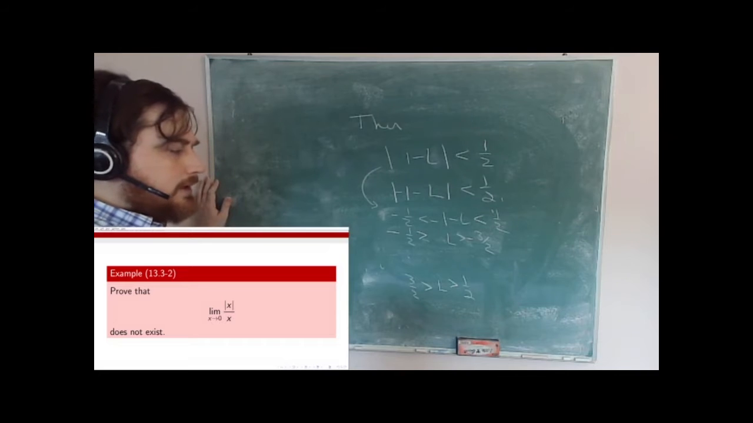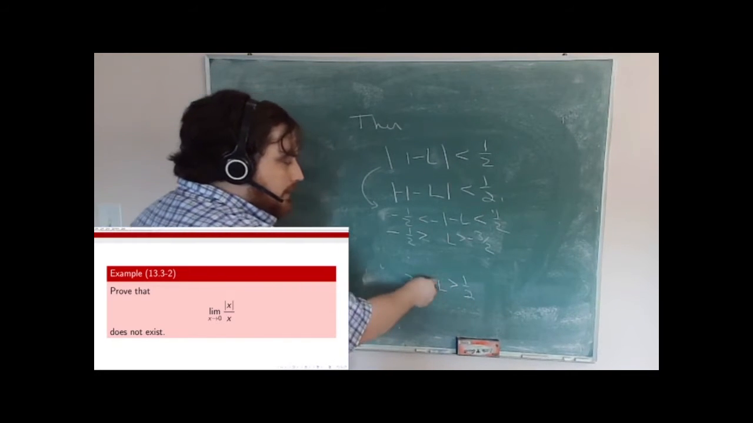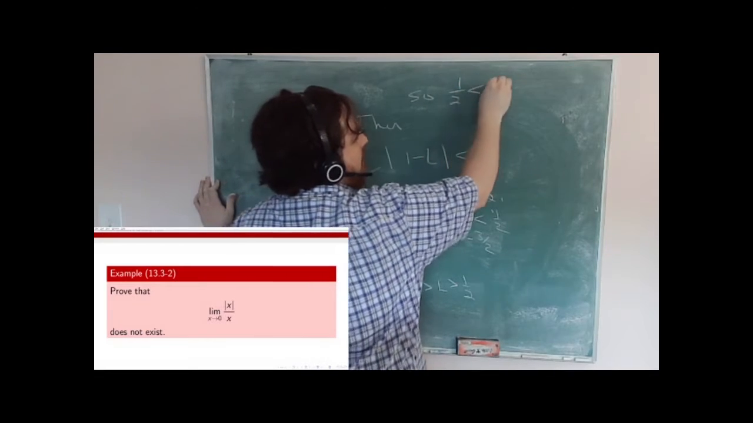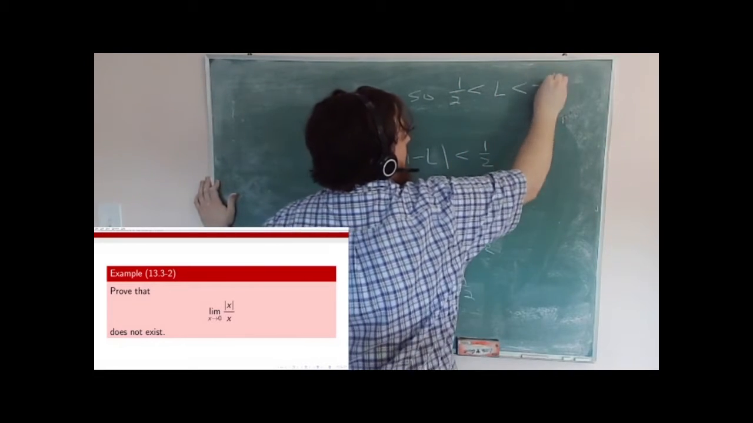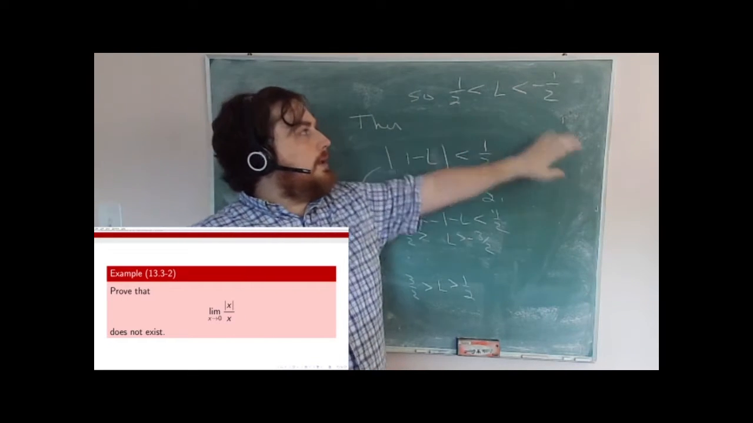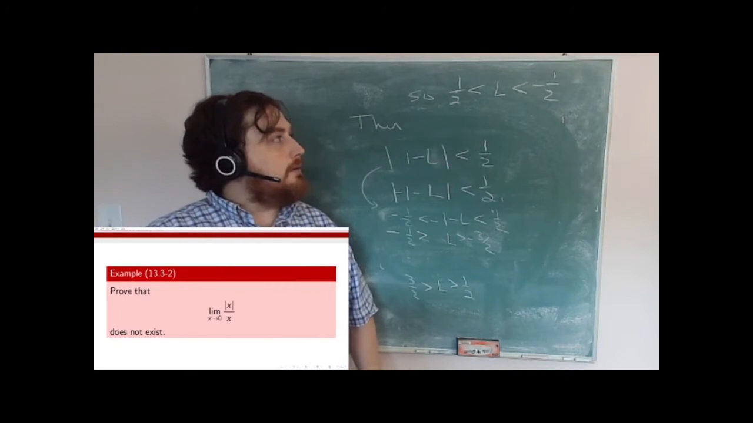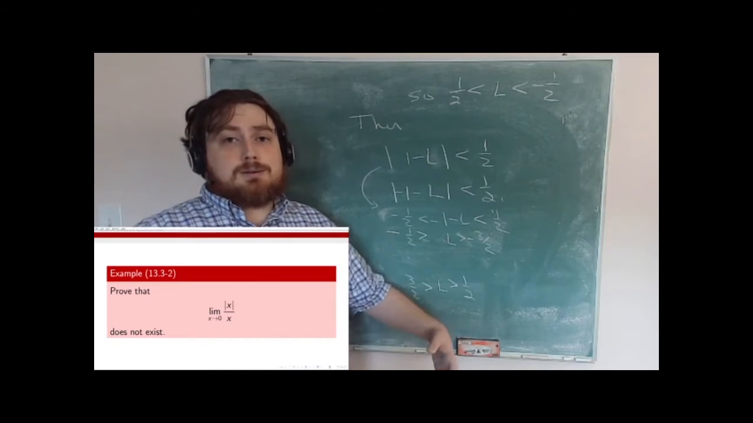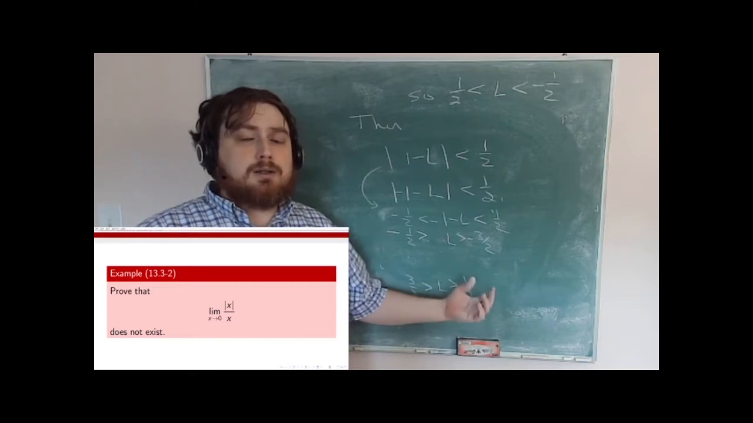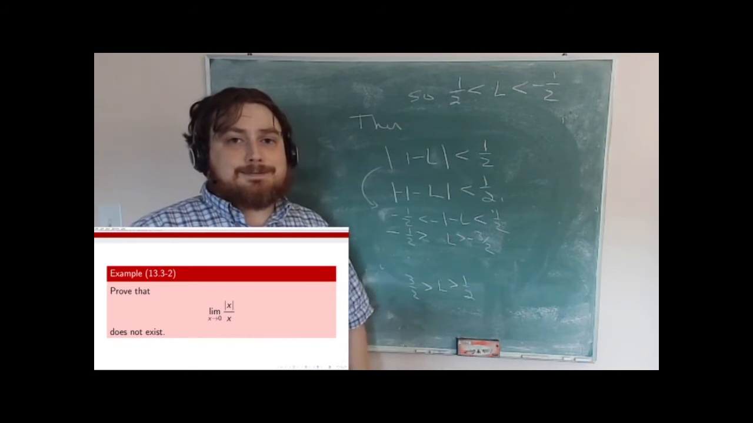Well, if I combine these together, I get that 1/2 is less than L is less than negative 1/2. What does that mean? Well, that means that if the limit exists, then 1/2 has to be less than negative 1/2. Since that is not true, it is clearly a contradiction. So we have found our contradiction, therefore the limit cannot exist.